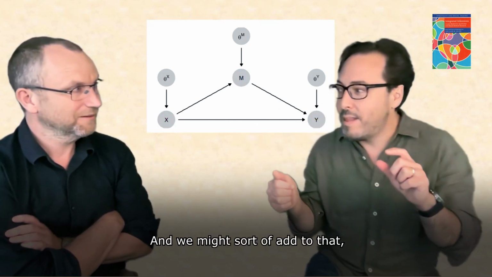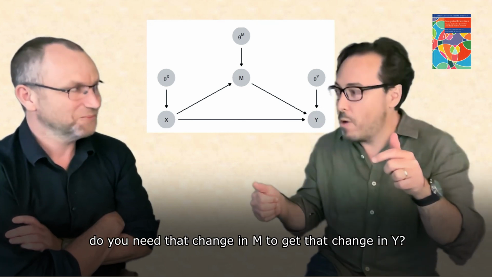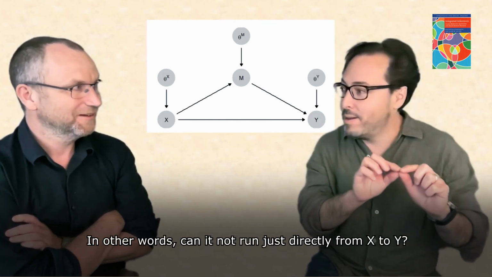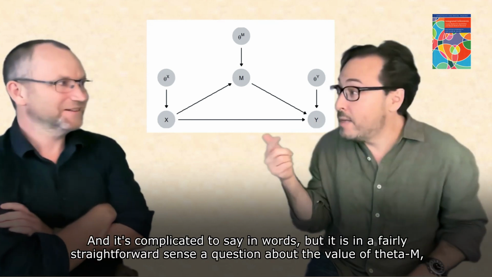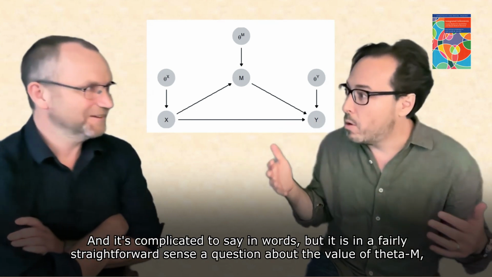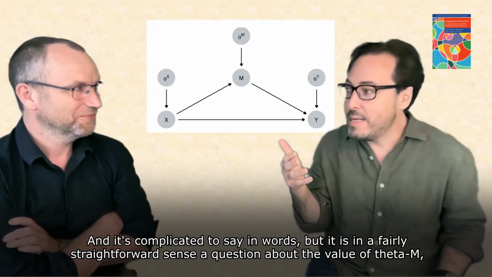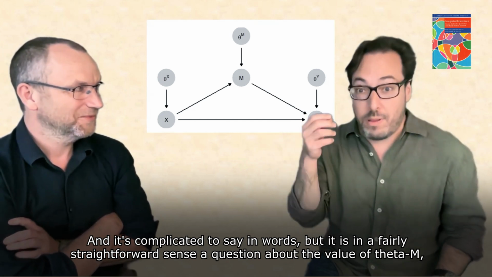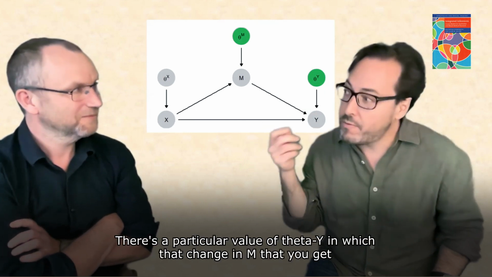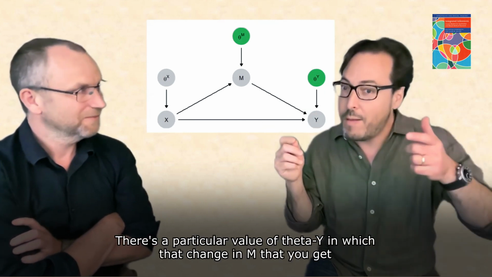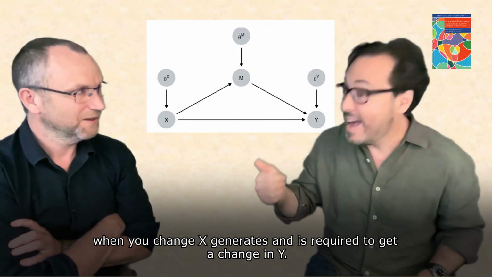And we might sort of add to that, do you need that change in m to get the change in y? In other words, can it not run just directly from x to y? Right, that's right. It's complicated to say in words, but it is, in a fairly straightforward sense, a question about the value of theta m, as we said, but also the value of theta y. There's a particular value of theta y in which that change in m that you get when you change x is required to get a change in y.